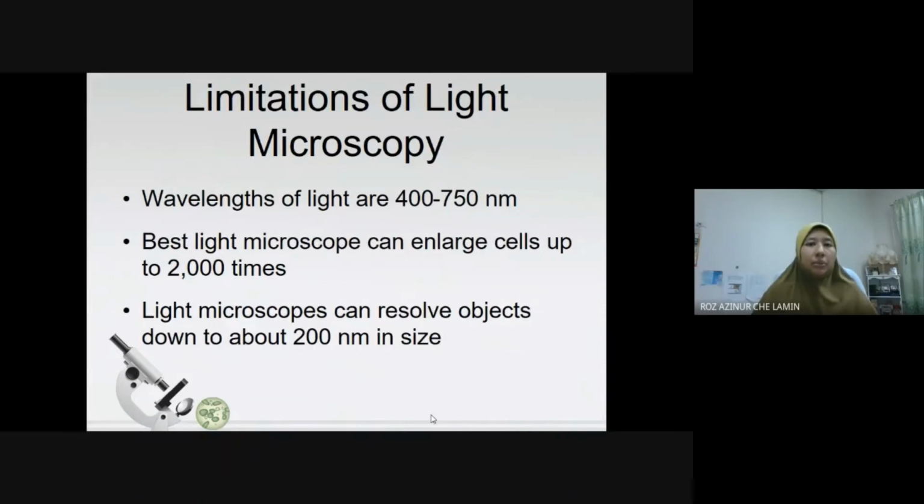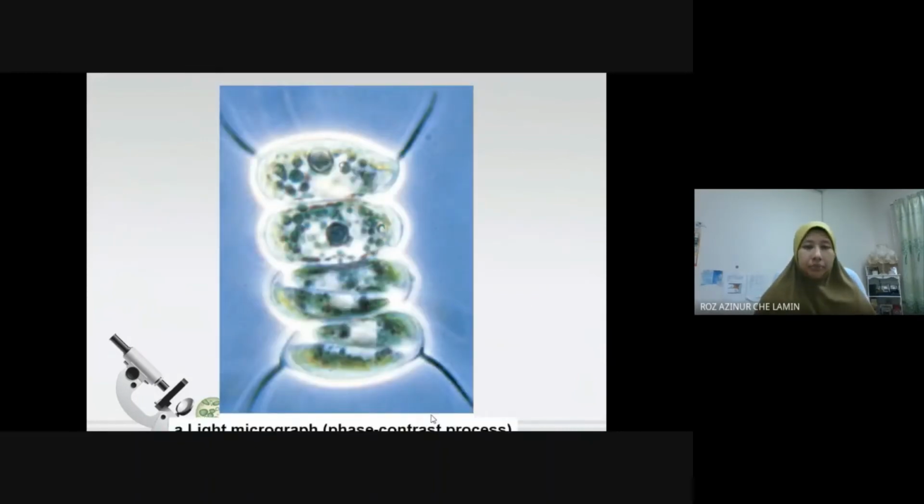Limitation of the light microscope: the wavelength of light is about 400 to 750 nanometers. The best light microscope can enlarge cells up to 2000 times, and a light microscope can resolve objects down to about 200 nanometers in size. Okay, this is a picture of the figure under the light microscope.